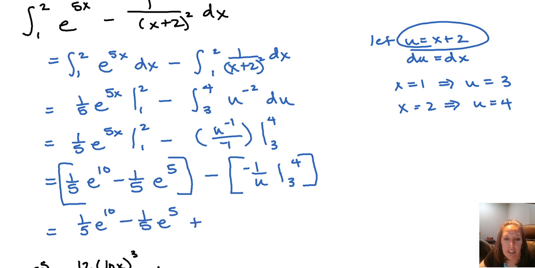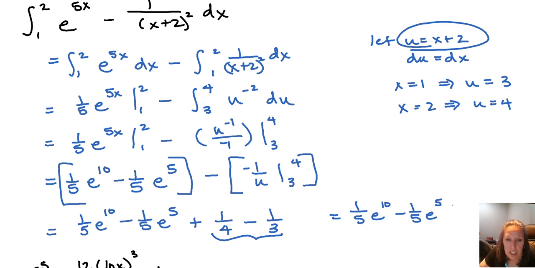Minus a negative is going to give us a plus, and we're going to get 1 over 4 minus 1 over 3. And then we can combine like terms there. 1 over 4 minus 1 over 3 is equal to negative 1 over 12.